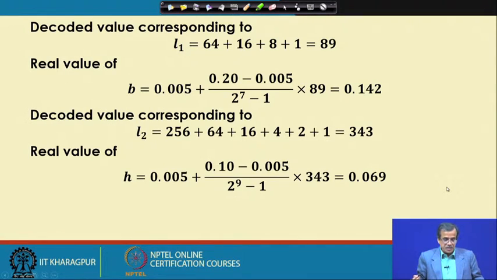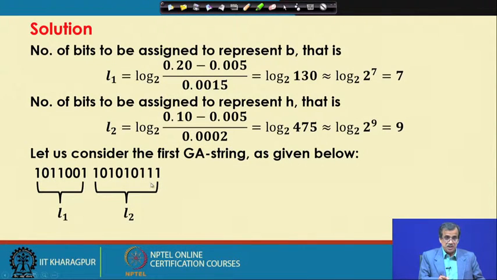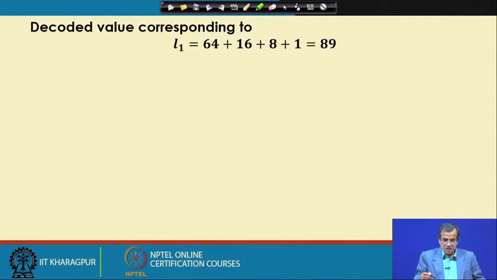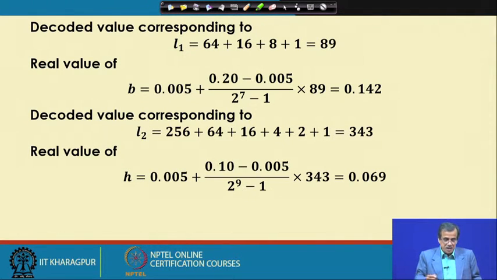Now, once you have the real value corresponding to B, I can use the same procedure to find out the decoded value corresponding to L2 and the real value corresponding to H. If I see the string corresponding to L2, it is this. Here, I can place the place values of the bits, and I can find out the decoded value.